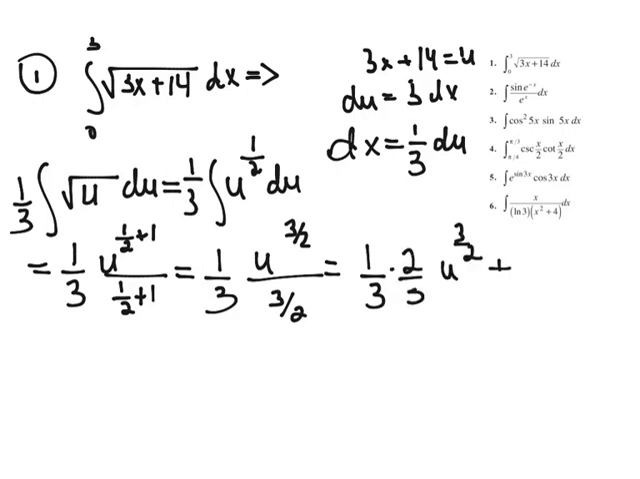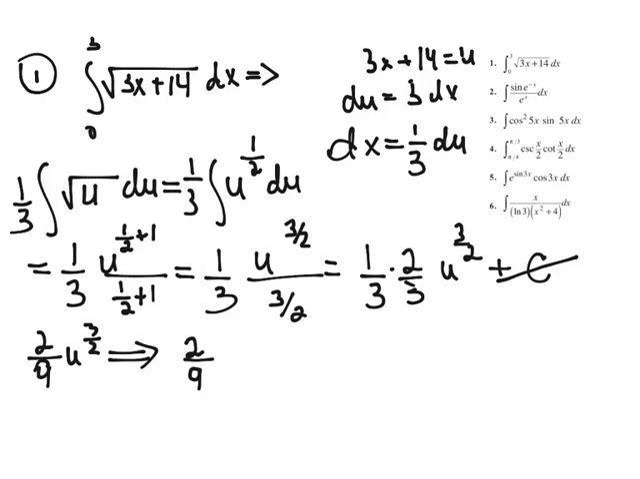3 over 2. Oh my god, I almost forgot to put that cupcake. But you know what? We don't need it because this integral is not an indefinite integral, so I can forget about this c because I won't use it. So I get 2 over 9 u to the power of 3 over 2, and now I'm going to go back to my original version.